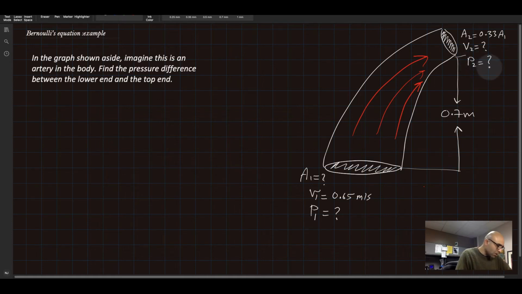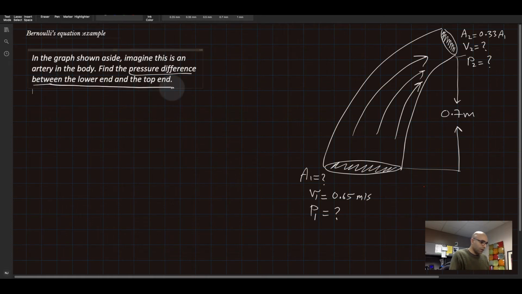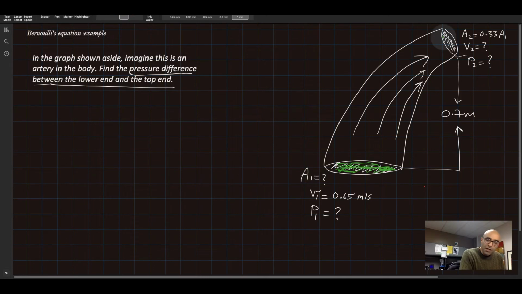The question, as we mentioned before, is to find the pressure difference between the lower end and the upper end. There's a blood flow, so the fluid is non-static, and we're asked about the pressure difference between the bottom and the top part, and there is a height difference between where the artery starts and where it ends. So that's a good application of Bernoulli's equation.